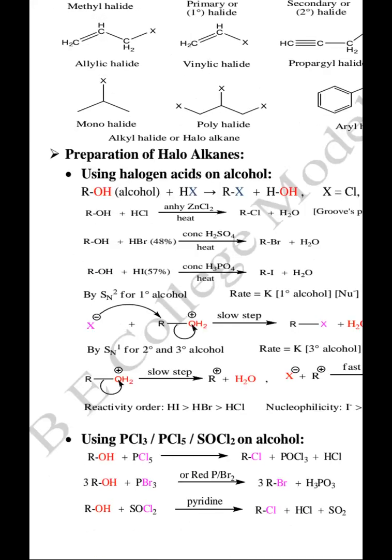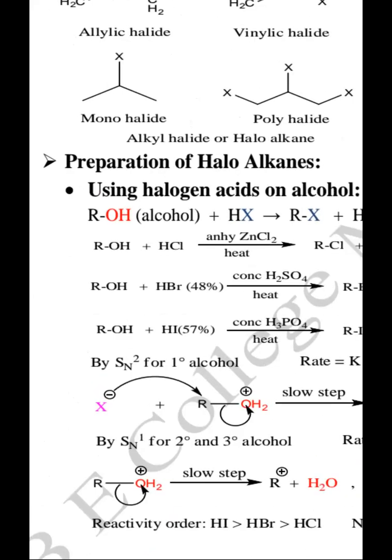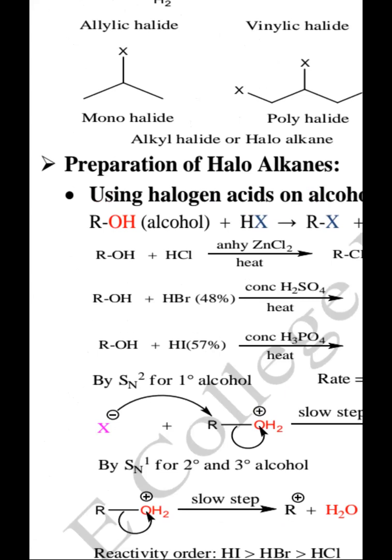See, haloalkanes can be prepared in many ways. We are going to discuss some of the ways. The first way is a very common one. We are using halogen acids or hydracids on alcohols. We know that alcohols are compounds having an OH group. So in the reaction, we can see an alcohol is reacting with a halogen acid HX.